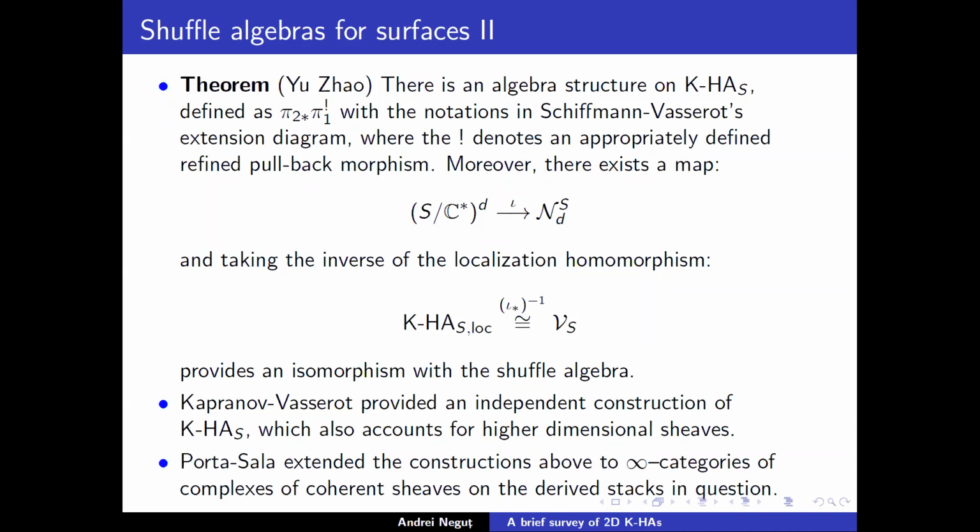And actually, after Kapranov and Vasserot and after Yu Zhao and so on, Hennecart and Sala extended the constructions above to, I would say, the highest conceivable level of abstraction known to humankind. So instead of working with K-theory and with DG schemes and so on, they replace K-theory by the infinity categories of complexes on derived moduli stacks of coherent sheaves. So it's a much more advanced heading, which subsumes the K-theoretic construction as previously.